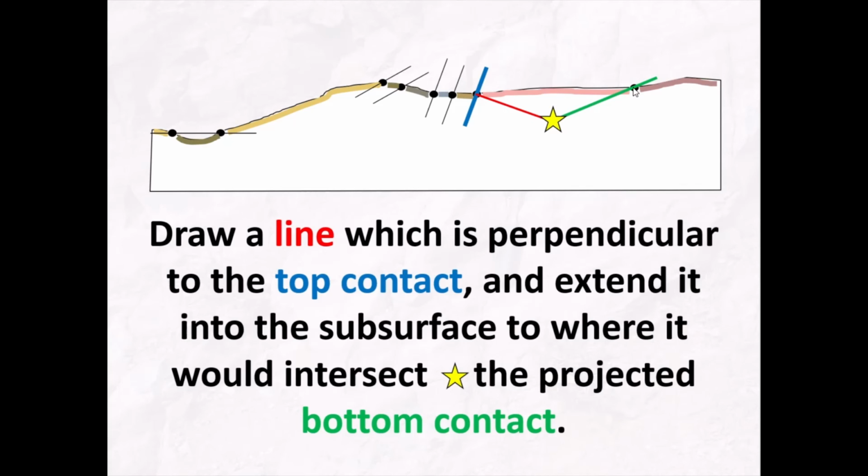and extend that line into the subsurface and mark on where it would intersect the projected line of the bottom contact. So I've got this bottom contact that's dipping at 30 degrees, so I extend it down into the subsurface in this direction. And I've got this top contact which is dipping at 70 degrees. So I've taken a line which is perpendicular to that and I've marked on the intersection.